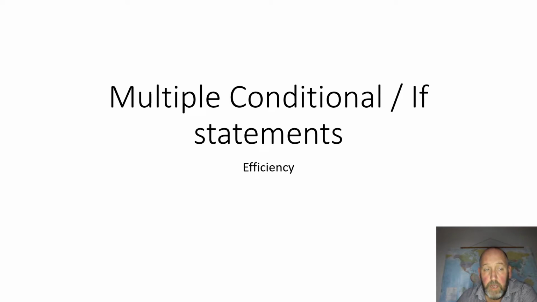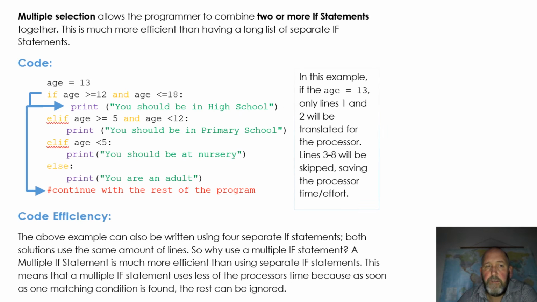Now we're talking about today multiple condition statements, multiple if statements and efficiency. We've spent the whole year going on about this stuff. So multiple selection means you can combine two or more if statements. It's more efficient than having a long list of separate if statements, and there's the reason why it's more efficient.